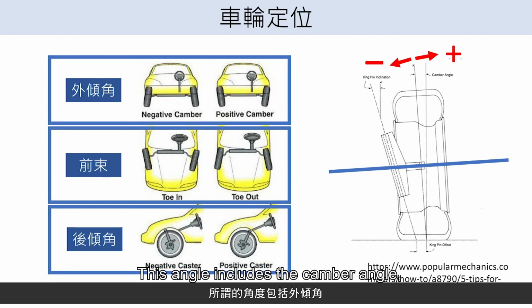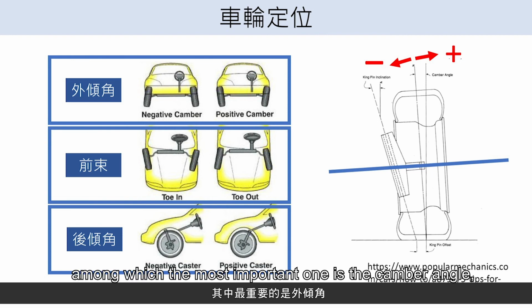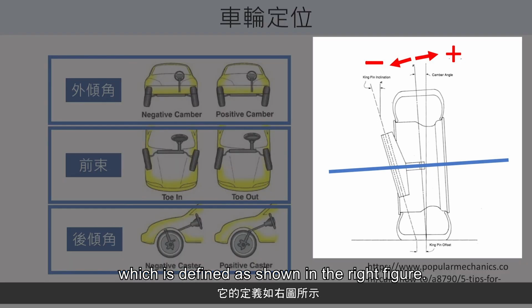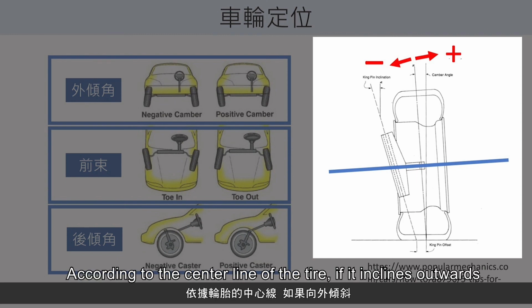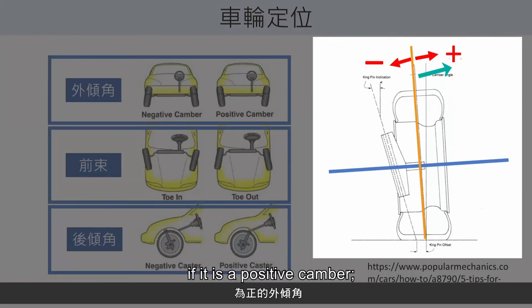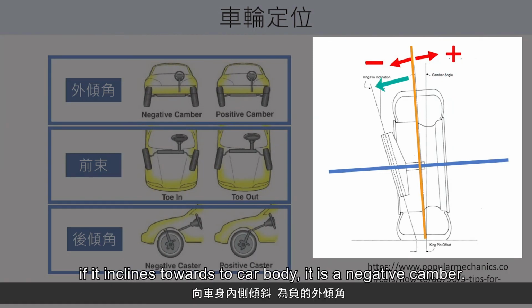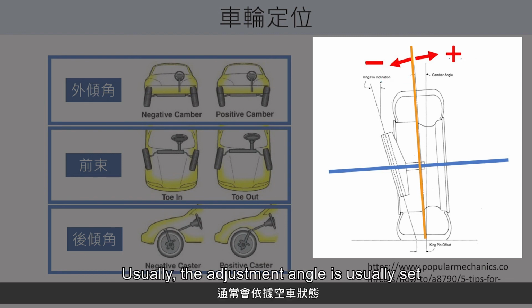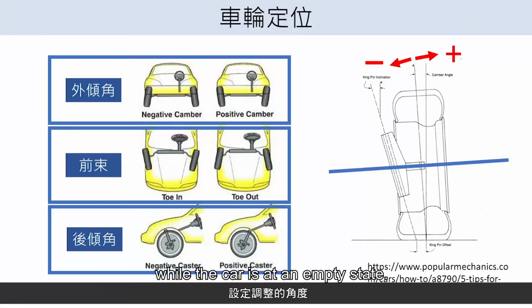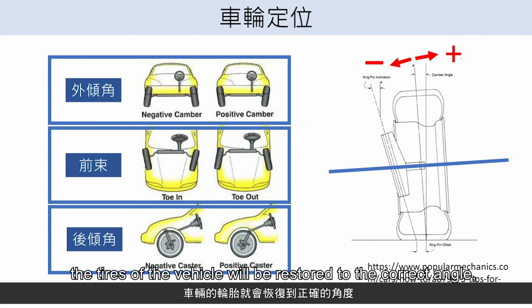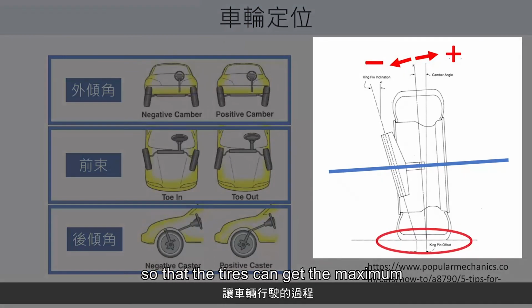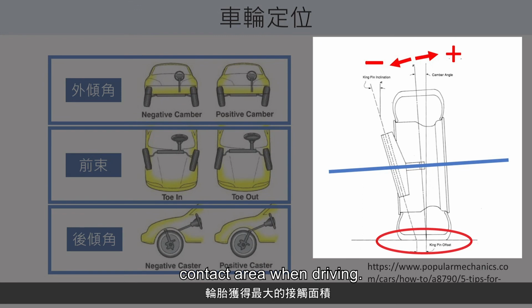This angle includes the camber angle, toe angle, and caster angle, among which the most important one is the camber angle, which is defined as shown in the right figure. According to the center line of the tire, if it inclines outwards, it is a positive camber. If it inclines towards the car body, it is a negative camber. Usually, the adjustment angle is set while the car is at an empty state. When carrying passengers or loads, the tires of the vehicle will be restored to the correct angle, so that the tires can get the maximum contact area when driving.